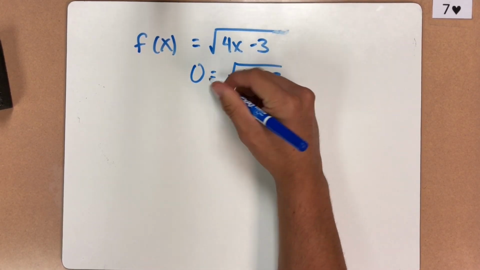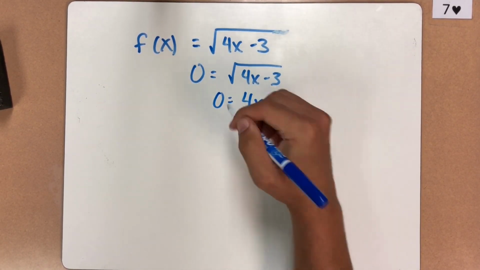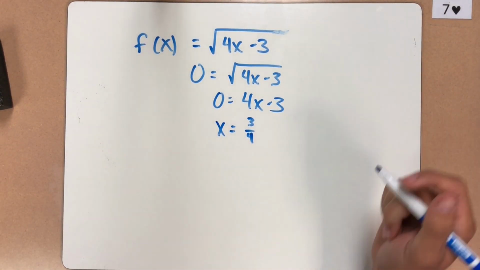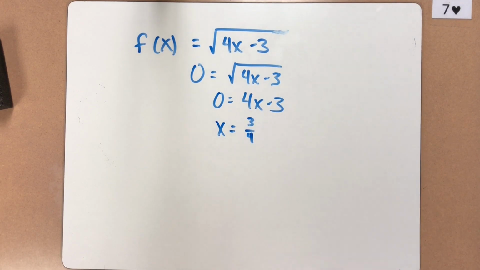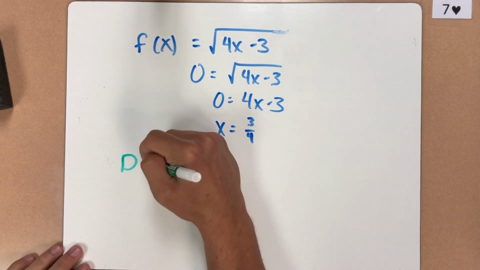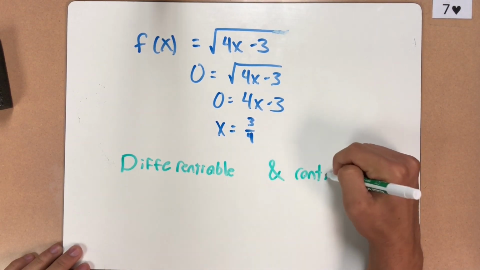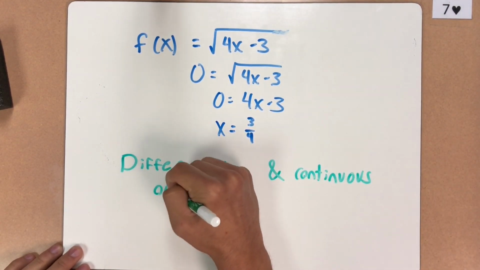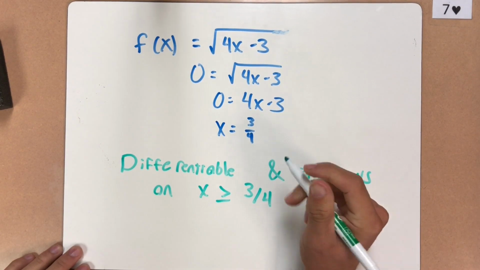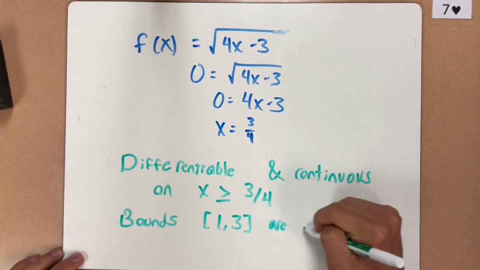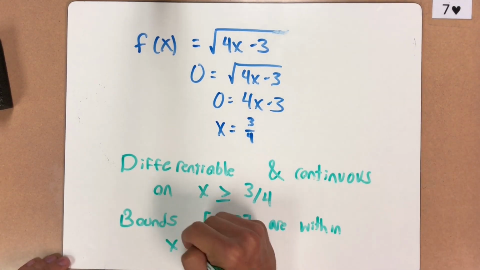First, we need to check for differentiability and continuity. F of x is a square root function and is differentiable and continuous after the point at which f of x is equal to 0, which we can solve for to find that x is equal to 3/4. The bounds are within x is greater than or equal to 3/4, so the mean value theorem applies.